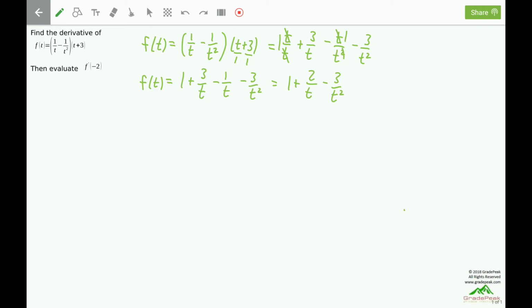The second and third terms have t in the denominator, so we can bring it to the numerator with a negative exponent. So our f of t will be 1 plus 2t to the negative 1, and then minus 3t to the negative 2. It's now ready to take the derivative.